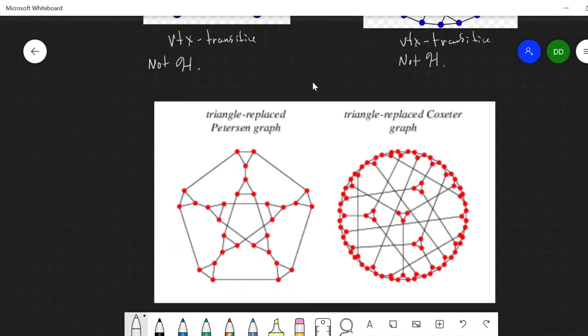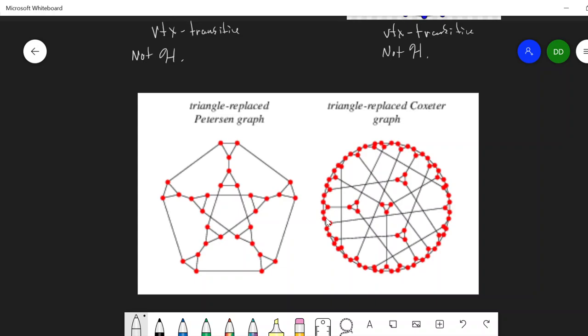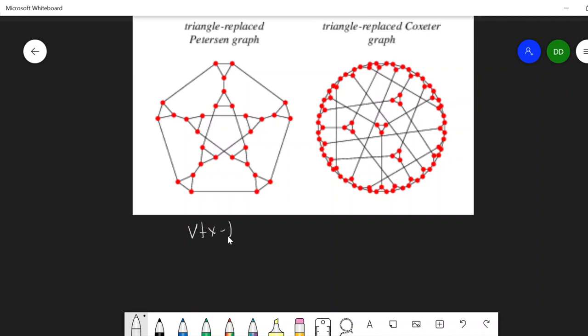Along with these two are the truncated graphs. This is called either triangle replaced or truncated, as our book calls it, in which you take a graph, a three regular graph in particular, and you replace each vertex with a triangle. It has to be three regular to begin with, otherwise this won't be properly defined. So notice that we replace each vertex with a triangle, and then we have one edge coming off of each vertex of the triangle for each of the three edges that came off of the original vertex. And so this will still be a three regular graph. These are also vertex transitive, but not Hamiltonian.